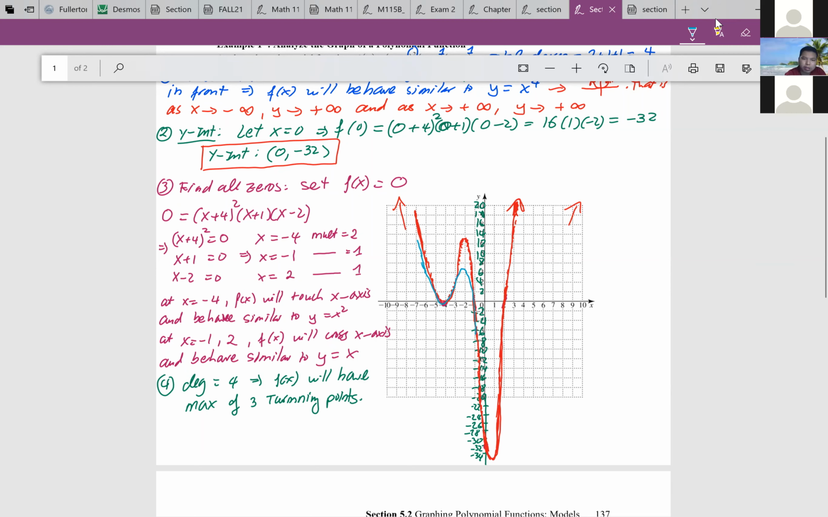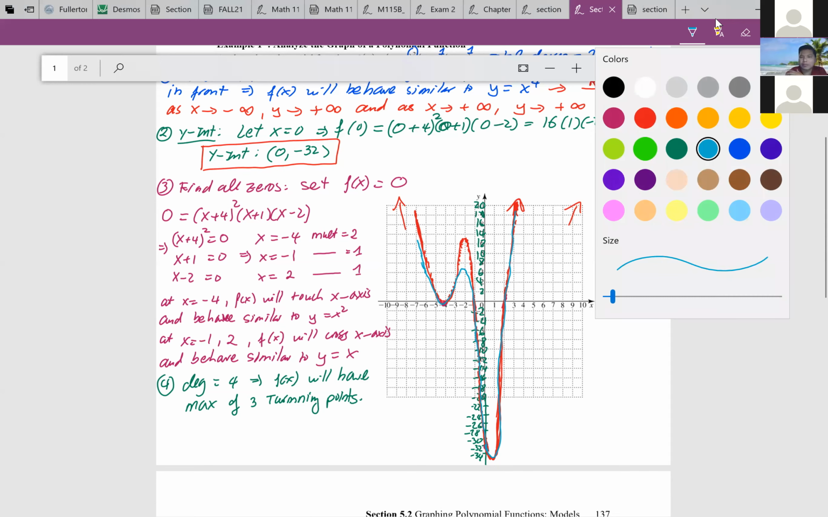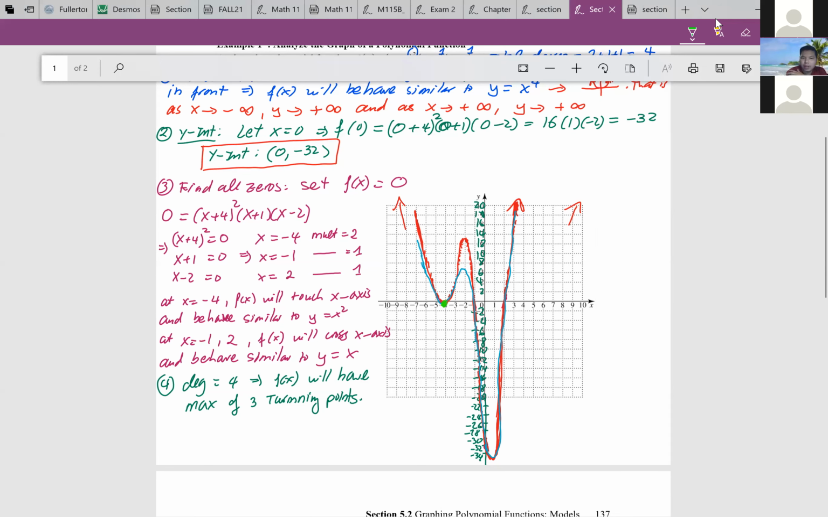Okay. But we have to make sure that it satisfies the end behavior. It satisfies the zeros: where it touches, it has to touch and turn around. Where it crosses, it has to cross. And if we have a y-intercept, then it has to cross the y-intercept around there. Okay. And we cannot draw the graph outside of those requirements that are already expected. Okay, there you go. Those are the requirements.